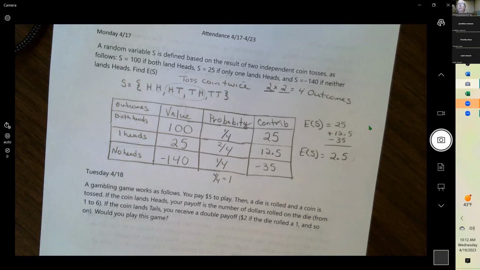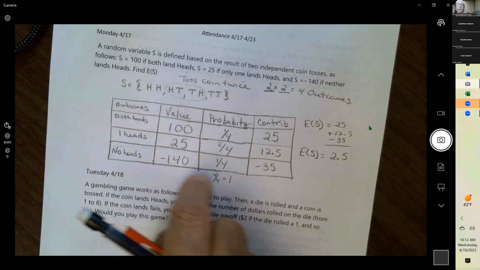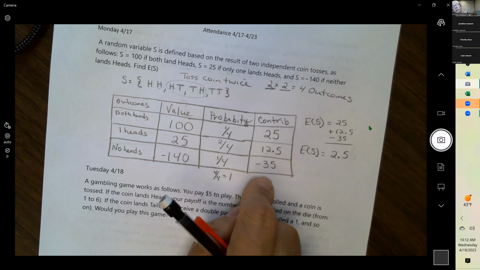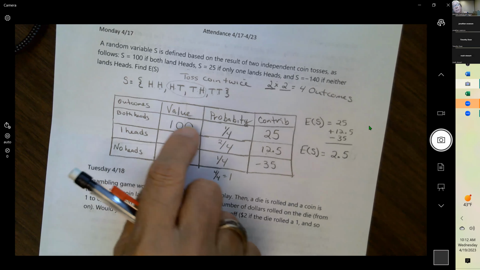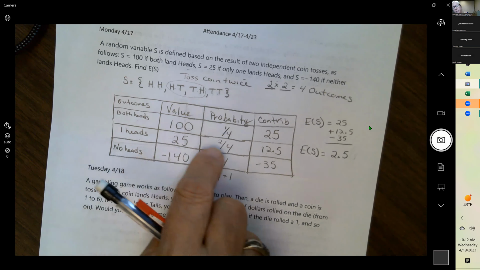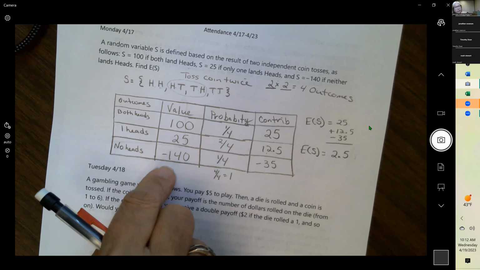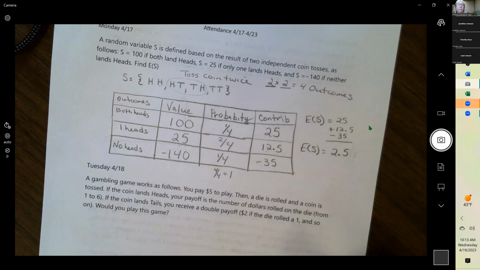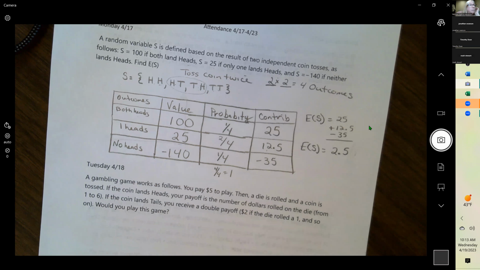But is there any questions on finding the expected value? So you want to set, I think tables are the easiest way of setting them up. If you didn't put the column for contributions, you could just take 100 times 1/4 plus 25 times 2/4 plus -140 times 1/4. And you'll get the same thing. Any questions on that one?